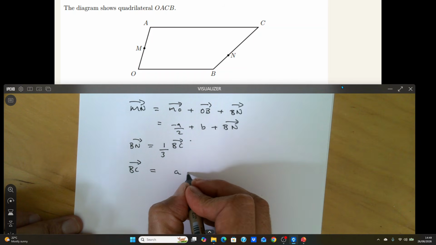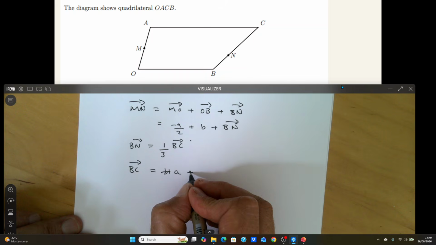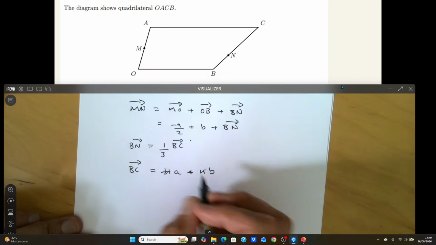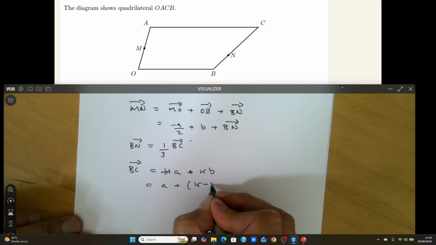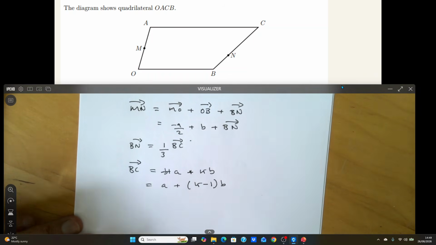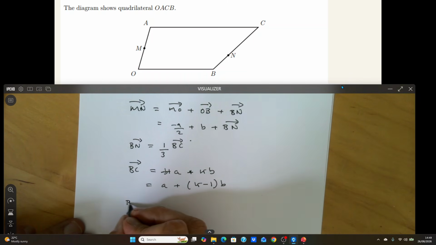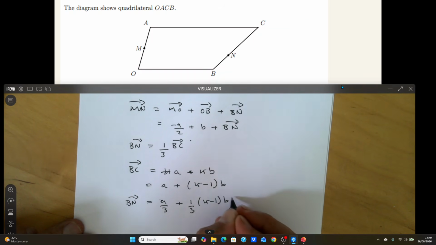So that's minus b plus a plus kb. Tidy it up a bit, so that's a plus (k minus 1)b. So BN must be a third of that. So that's a over 3 plus a third (k minus 1)b.